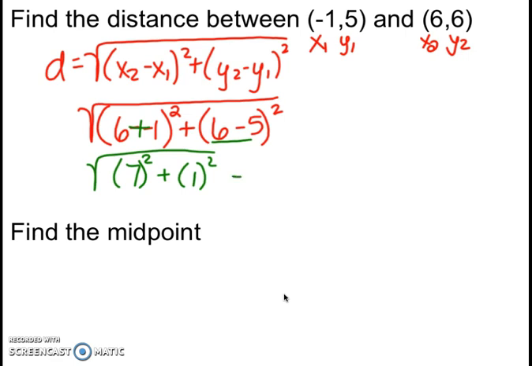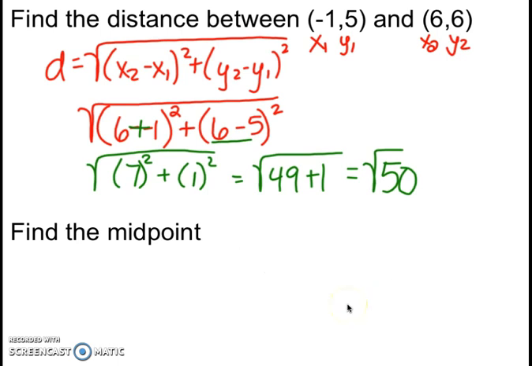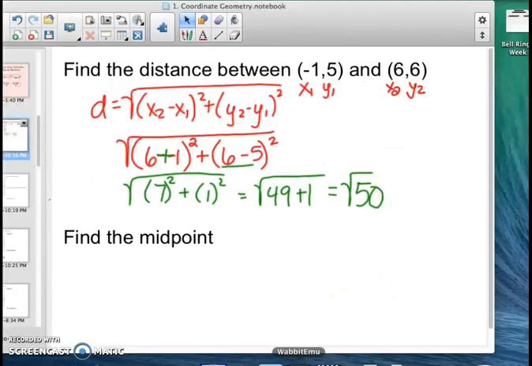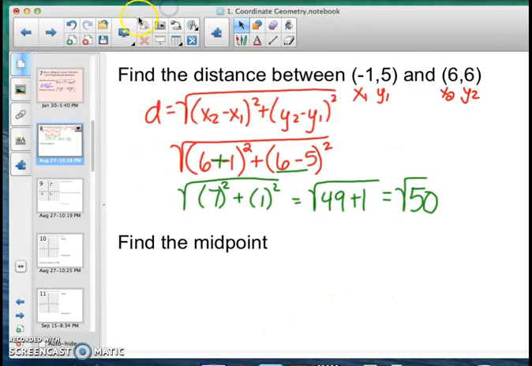7 squared is going to be 49. And then 1 squared is going to be 1. So basically, the square root of 50 is going to be my answer. And so with our calculator, where did it go?